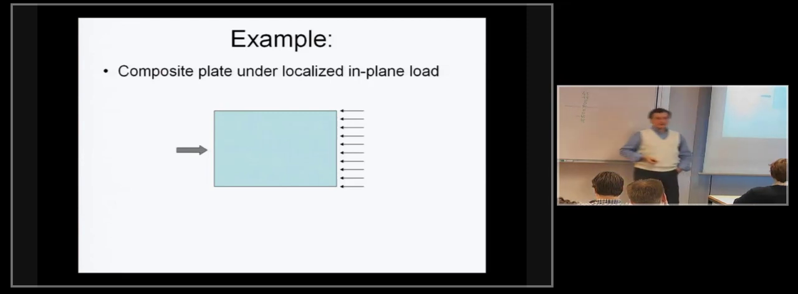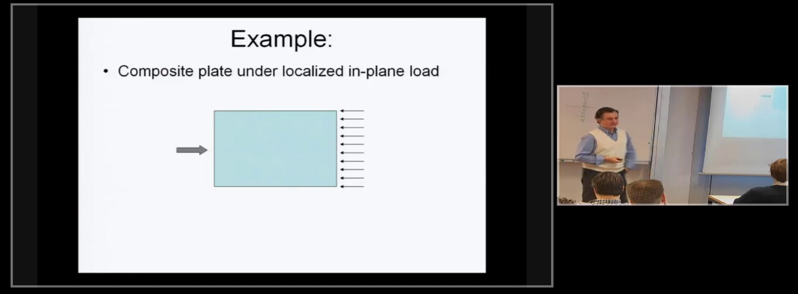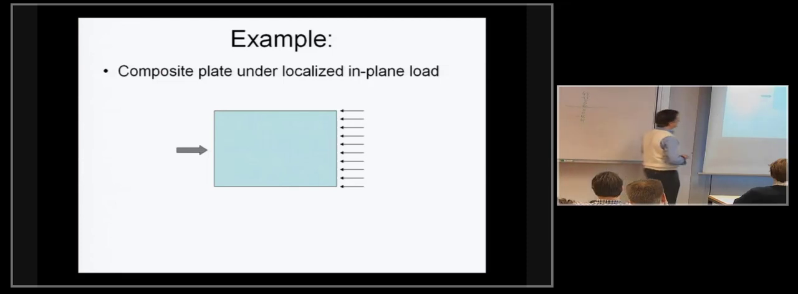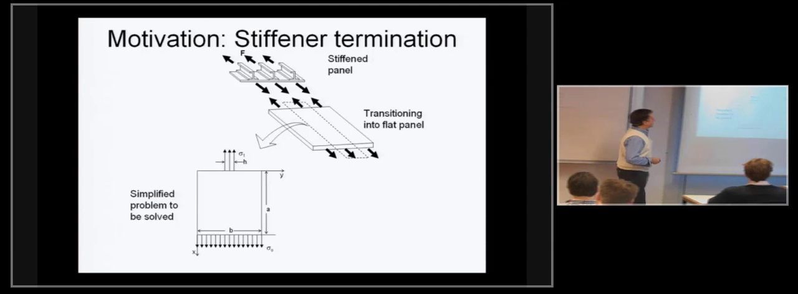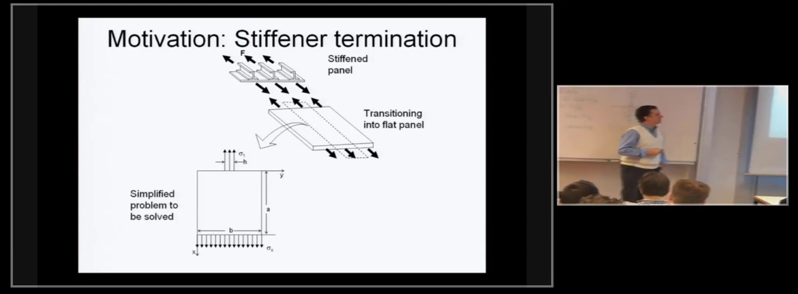Let's try to solve now these equations for some cases, not necessarily very simple, but of some interest to real structures. So the problem we're going to solve is this one, where I have a plate and I have a point load on one end and a distributed load on the other. And this is not just an academic exercise. It is very much related to the so-called problem of a stiffener termination.